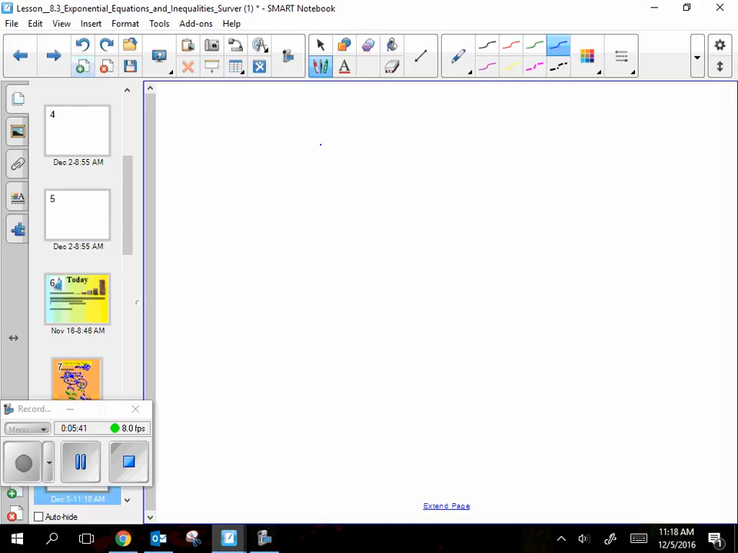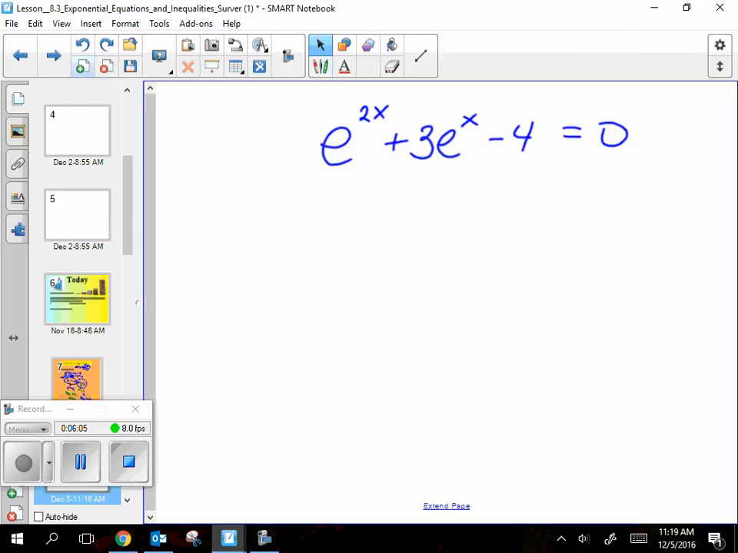All right, so try this one. E to the 2x, plus 3 e to the x, minus 4 equals 0. Again, you'll pull out the e to the x and put in a u. Do a u substitution like I just showed you to solve this one all the way down. And this time, there's actually a solution that actually works at the end. I'll pause for a second while you give that one a try.